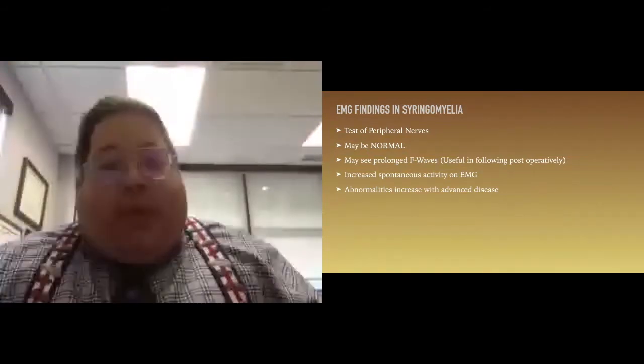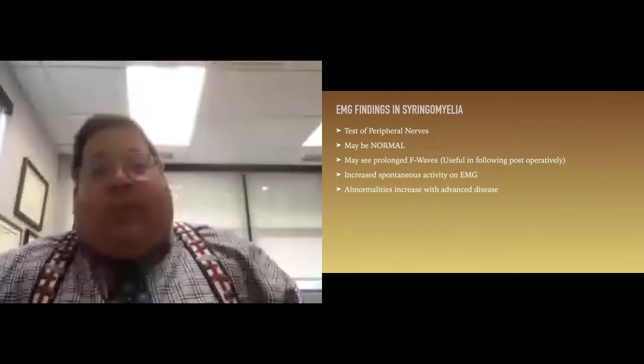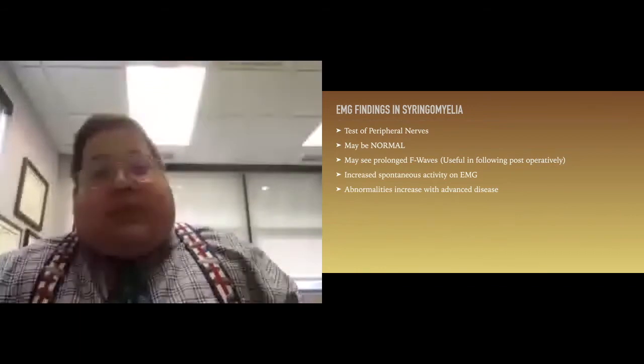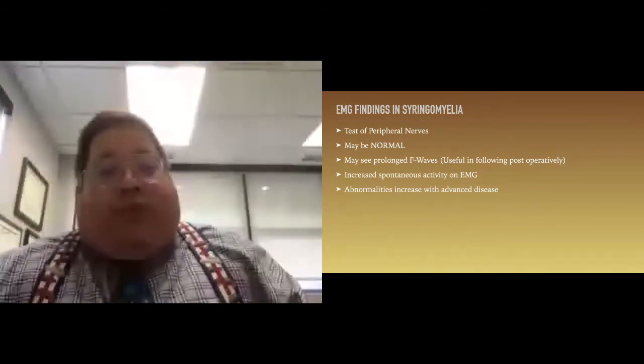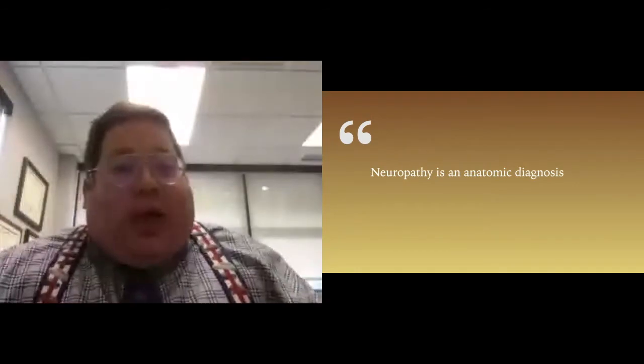We may see some increased spontaneous activity on the EMG because some of the nerve fibers die out. But really it should be relatively normal. As advanced disease happens and you start to get muscle atrophy and things like that, you may see further changes. But like I said, in an early patient with syringomyelia who has a normal exam, their EMG should be relatively normal as well.